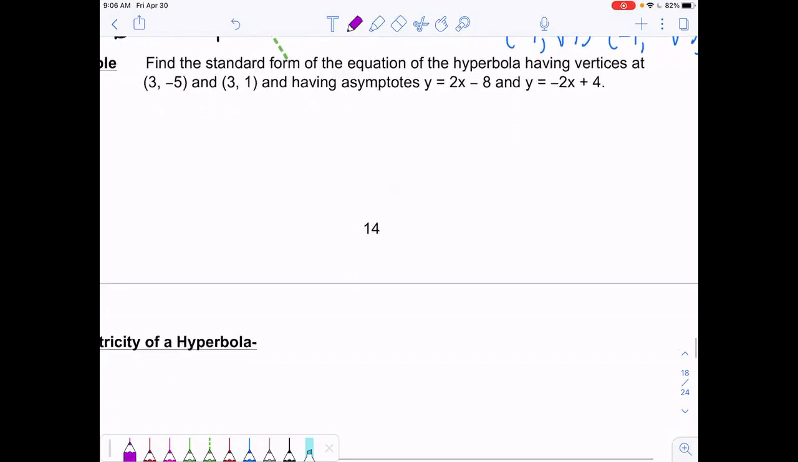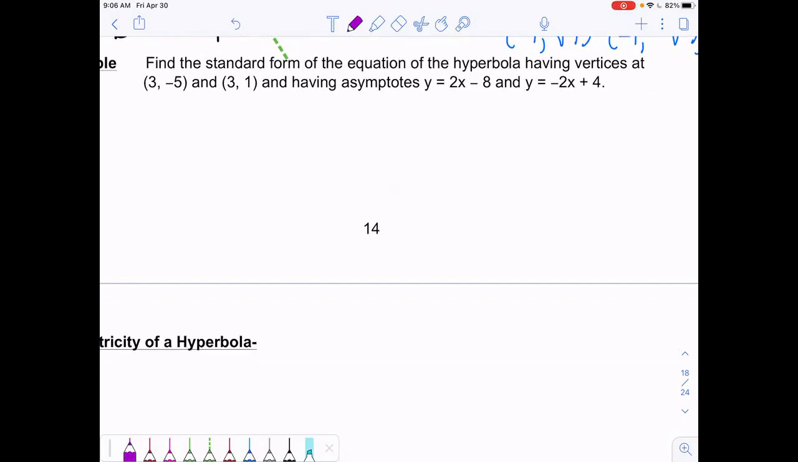The example at the bottom of page 15 says, find the standard form of the equation of the hyperbola having two vertices at (3, -5) and (3, 1), and the asymptotes are y = 2x - 8 and y = -2x + 4.